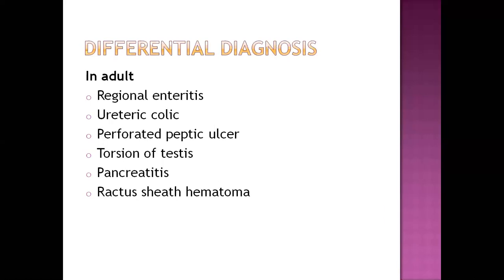In adults, the differential diagnoses are these: regional enteritis, ureteric colic, perforated peptic ulcer, torsion of the testis, pancreatitis, and rectus sheath hematoma. You differentiate these from appendicitis during your history taking and clinical examination. Regional enteritis, usually typhlitis, is inflammation of the cecum. It usually presents with the same features in the right iliac fossa, but GI disturbances are more common in this regional enteritis.